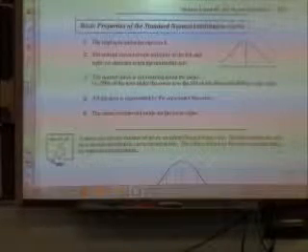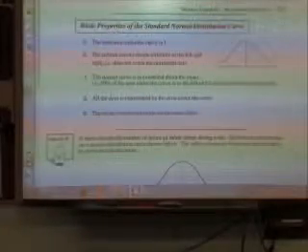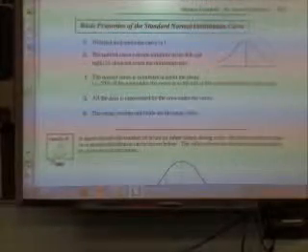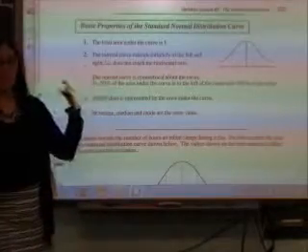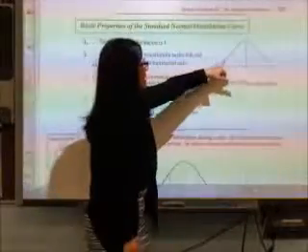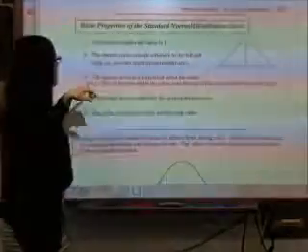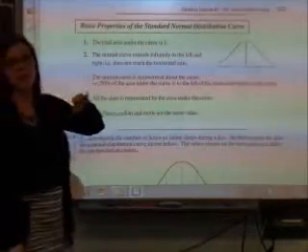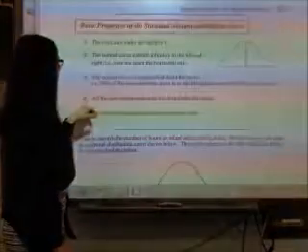So we're going to look at the basic properties of a standard normal distribution curve. Everything under the curve will add up to 1. All the percentages put together will add up to 100%. I already talked about how it extends indefinitely to the left and the right. So this line approaches the axis but never touches it. It's symmetrical about the mean, meaning 50% is on one half and 50% on the other half.